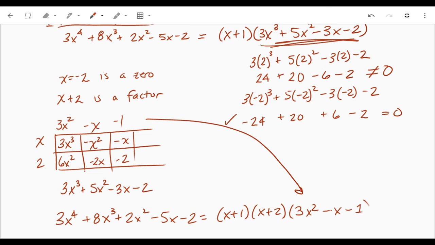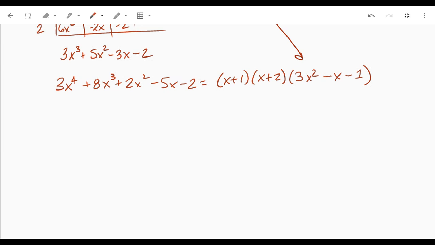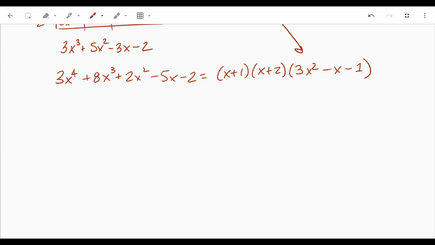minus x minus 1. And I've gotten down to a quadratic, and I can factor it, or I can use the quadratic formula. And I know from the topic that I'm going to have to use the quadratic formula because it says I'm going to have some irrational zeros. And remember, quadratic formula always works anyways. So if you're unsure, just use the quadratic formula. So a is 3, b is negative 1, c is negative 1. So I have the opposite of b, plus or minus the square root, b squared minus 4ac, all over 2a.